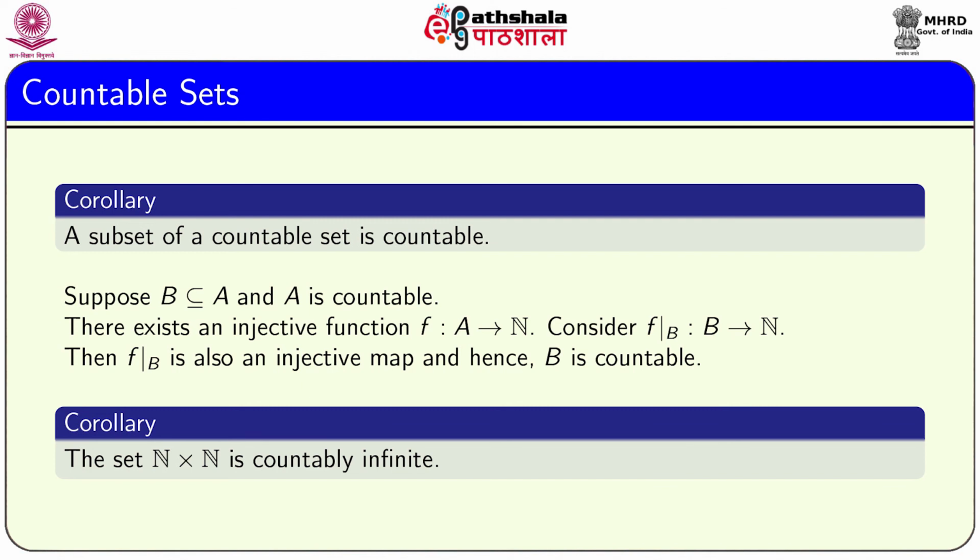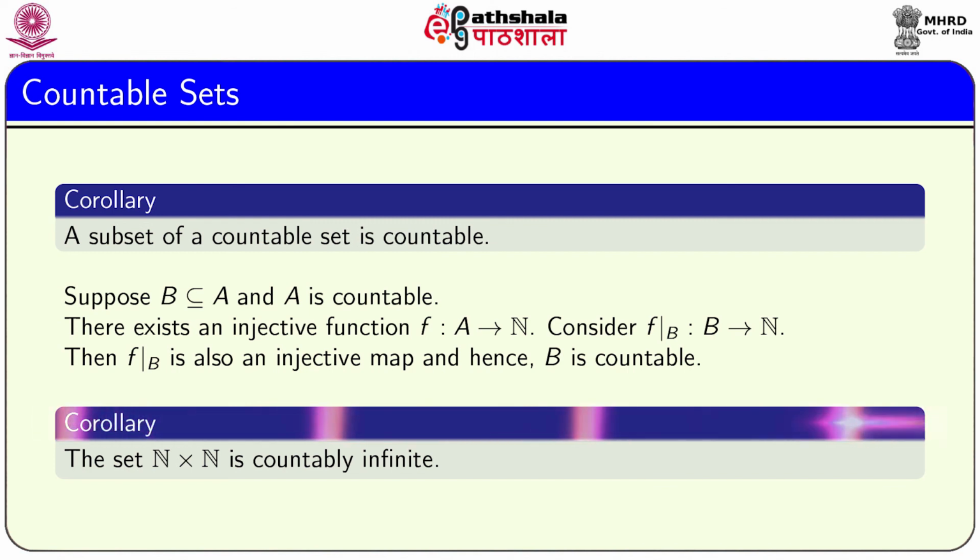Now, as a corollary to this particular result, we obtain that a subset of a countable set is countable. Suppose we take B as a subset of A. We know that A is countable, we have to show that B is countable. So, there exists an injective function f from A to N, and we consider the restriction of this map f to the set B. That means f restricted to B is a function from B to N. This is also an injective map, and therefore, B is countable.